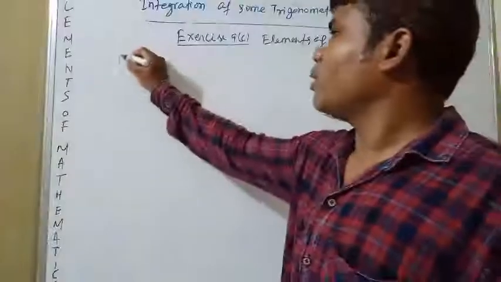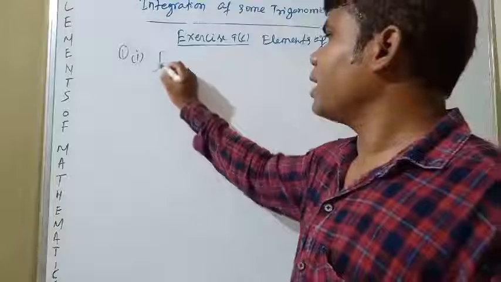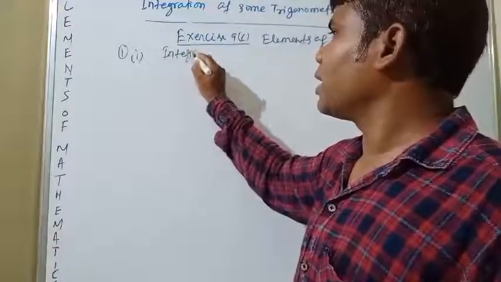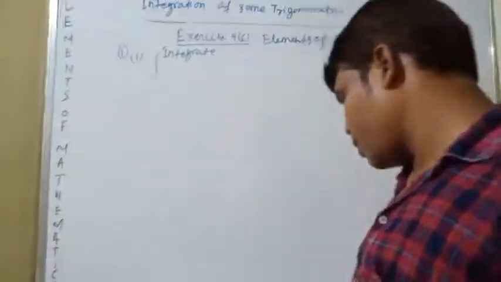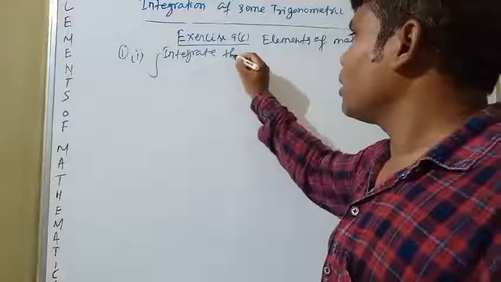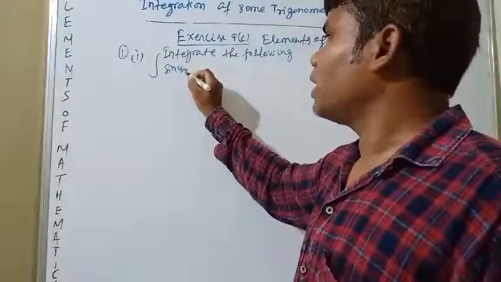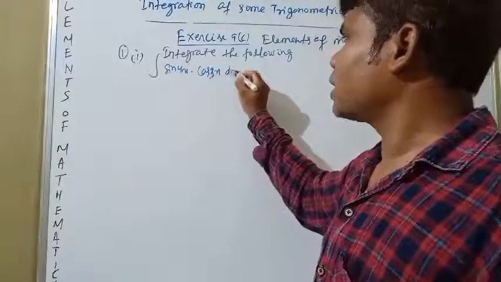Okay, exercise 9c, question 1, bit 1. The question is: integrate the following. The question is sin 4x cos 3x dx.